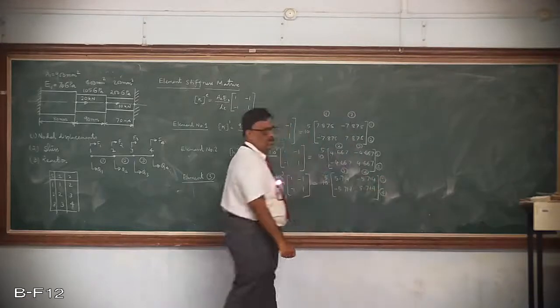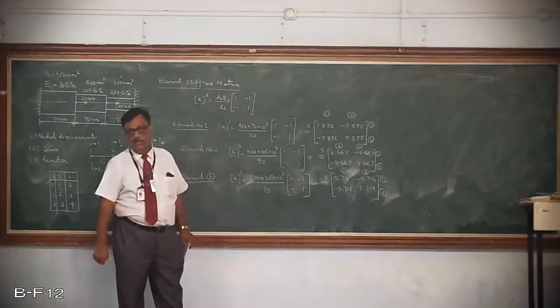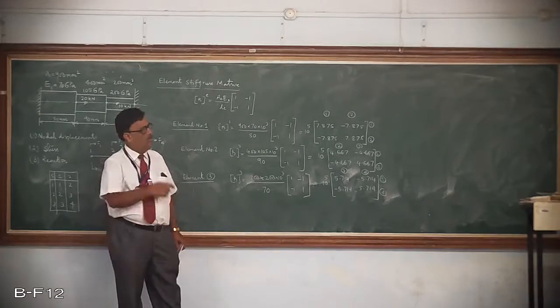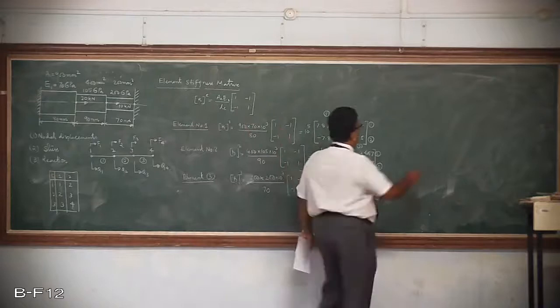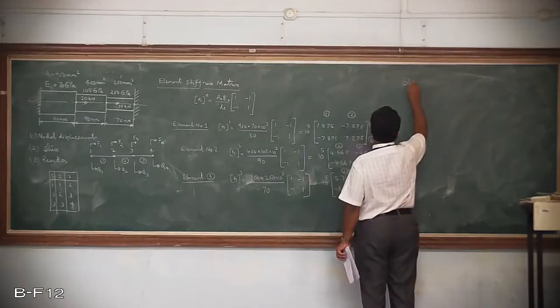Since the total number of global degrees of freedom is 4, our global stiffness matrix size is going to be 4 by 4. So now let us go for the global stiffness matrix.